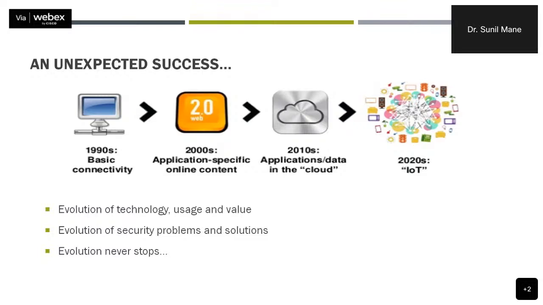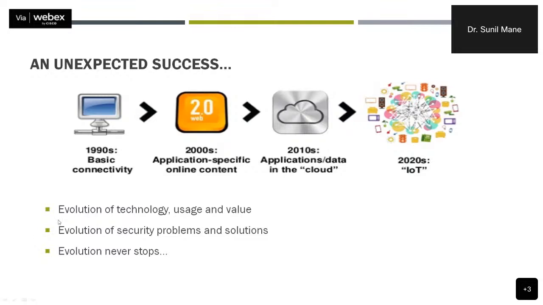Now I am taking you towards cyber security. As all of you know, due to technology we got unexpected success. Only basic connectivity was there in the late 90s, and in 2000 Web 2.0 came into the picture, and specific applications and online content were made available. In the 2010s you can see application data put on the cloud. That is another success. And in the 2020s we can see IoT, the internet of things, or anything which we can connect to the internet. So many devices you can connect to the internet and get the status of that particular device at any point of time.